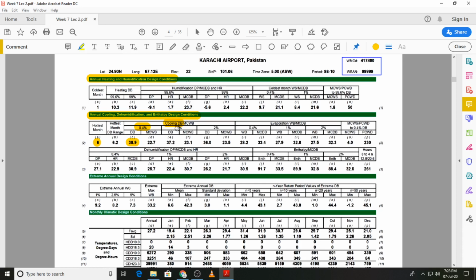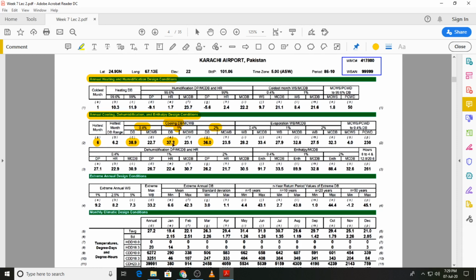Similarly, if I select a 1% frequency of occurrence, I will have an outside design temperature of 37.2, and for a 2% frequency of occurrence, you will have an outside design temperature of 36. Of course, we can see that if I go for a 0.4% frequency of occurrence, I will have a larger air conditioning size or load, because the outside design temperature is higher, but I will be fulfilling the needs of the air conditioning for 99.6% of the times.